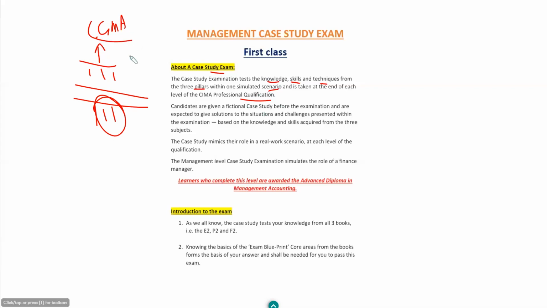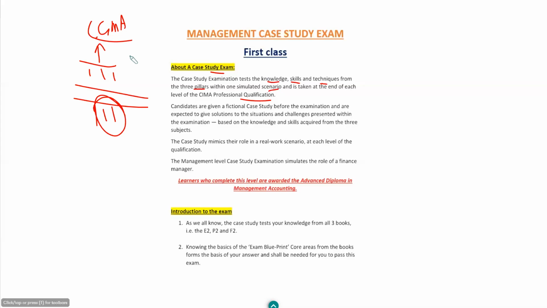For the management case study exam, candidates are given a fictional case study before the examination, which will be released to us. It is a company that does not exist, created just for the purpose of the exam. Anything that you see, face, or are asked in the exam is going to be based on that company.